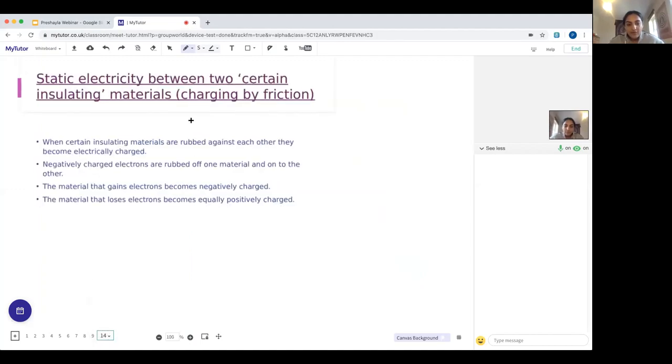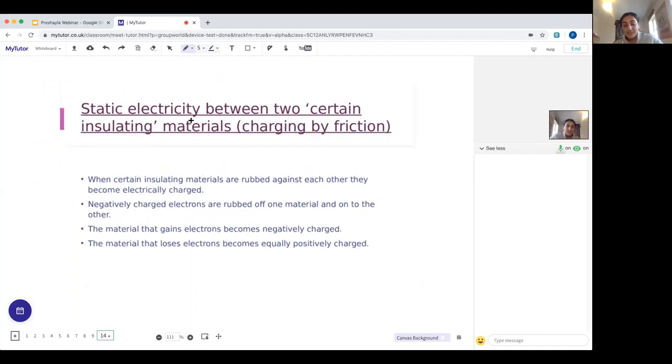And then the final webinar that we had was about static electricity. So static electricity between two insulating materials, otherwise known as charging by friction. When certain insulating materials are rubbed against each other, they become electrically charged. We have this idea of the transfer of electrons. The transfer of electrons is really what is fundamental to static electricity. The material that gains electrons becomes negatively charged, and the material that loses electrons becomes equally positively charged.